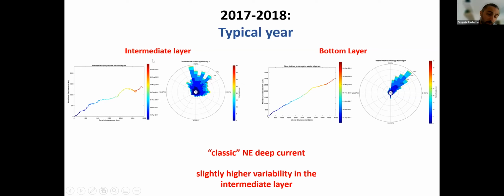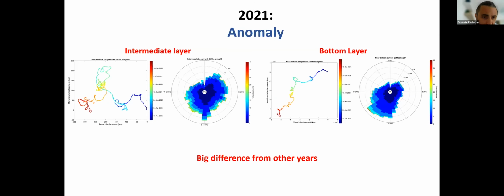If you look into the intermediate layer, we see mostly the same. We have more variability because we are a little higher in the water column, but still the currents mainly go northeastward. This is the typical year, but we have an anomaly. We observed an anomaly in 2021.